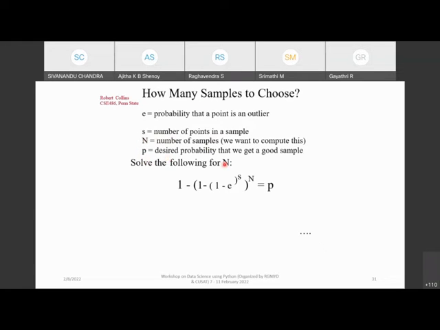Then P is the desired probability that we get a good sample. This P you have to fix. If you fix probability equal to 0.99, that means with high probability you are expecting to get a good fit for the data points. You can give 0.99, 0.95, 0.90, it is up to you which value you want to give. So P you are defining, E you are defining, other things you have to calculate. Our aim is to find this capital N. So the equation for capital N is like this. We will see why this equation.